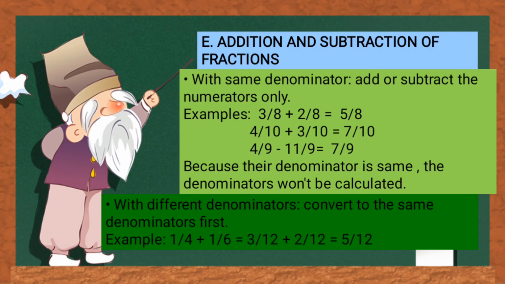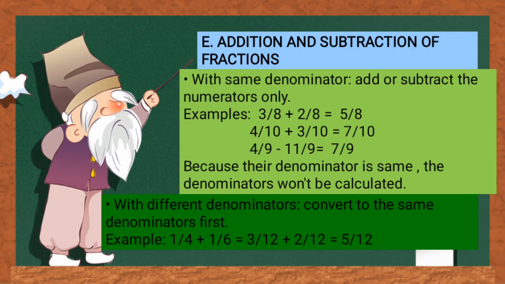Now with the same denominators, we only have to add or subtract the numerators. We don't touch the denominators at all. 3 over 8 plus 2 over 8 is equal to 5 over 8. 3 plus 2 will give you 5. Then the 8 is there already.